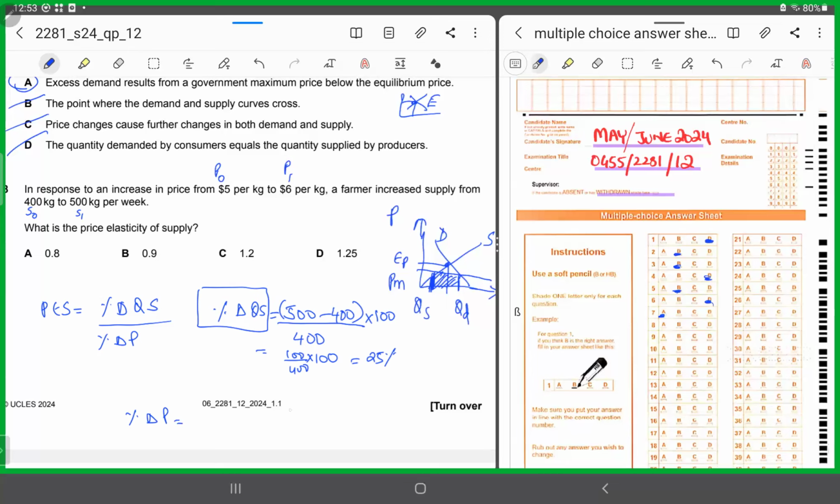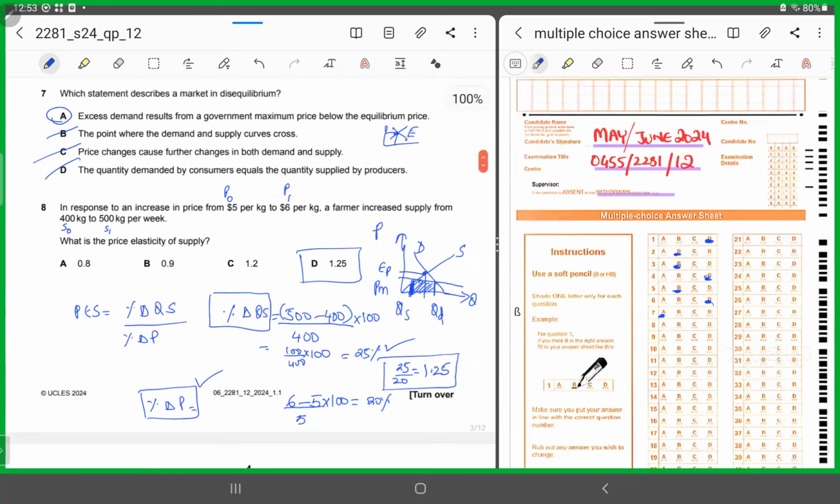Percentage change in price is what? The new price, which was $6 per kg, minus the initial price, which was $5 per kg, divided by the initial price, which was again $5 per kg, into 100, which is equal to what? Equal to 20%. Now, what will you do? We'll divide percentage change in quantity supplied, which is 25%, by percentage change in price, which is 20%. So 25% divided by 20% is going to give you 1.25. So price elasticity of supply is 1.25. So the correct answer for number 8 is 1.25, which is option B.